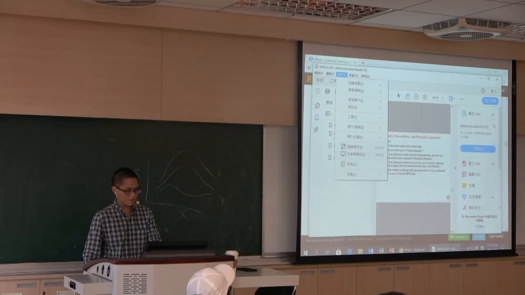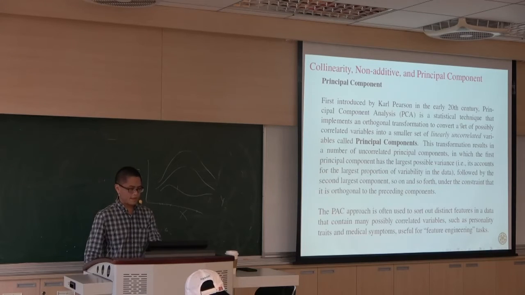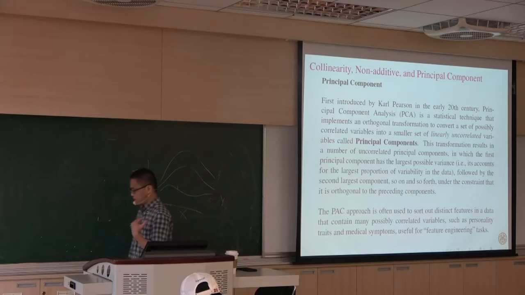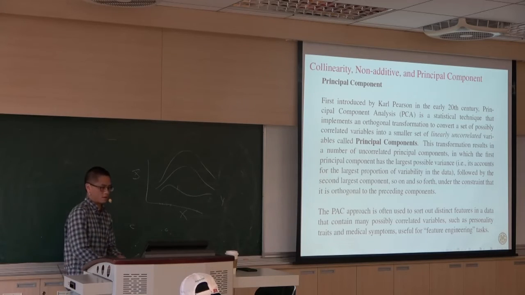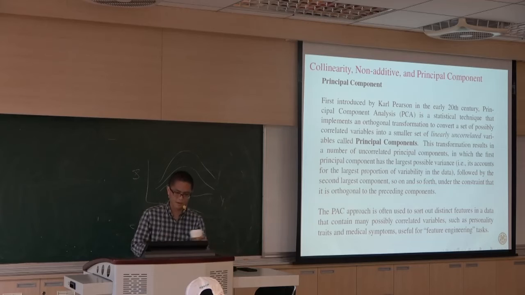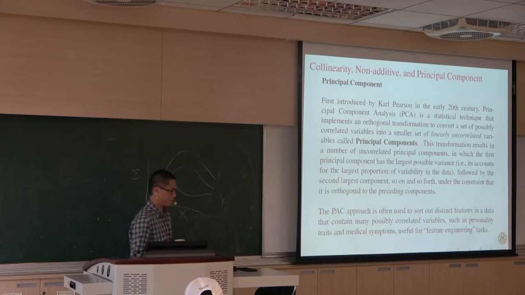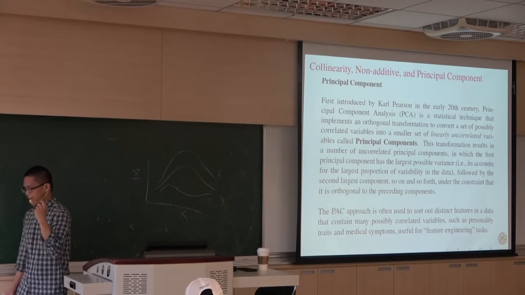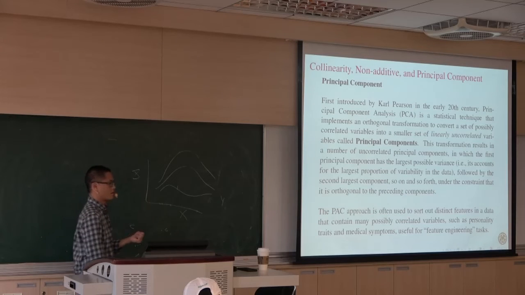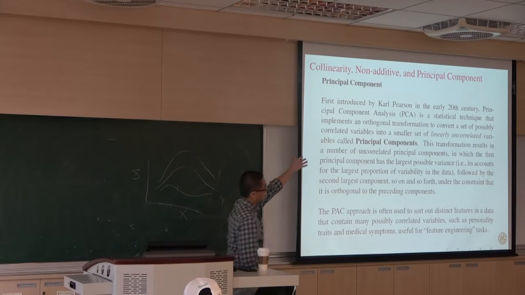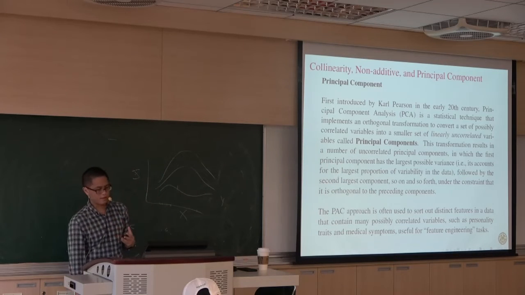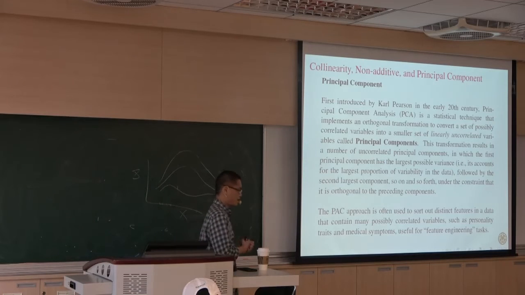Now we get to principal component analysis. Many of you have probably heard about this. It was first invented by the mathematician Karl Pearson in the 20th century. It's a statistical technique, because previously we were talking about eigenvalues. Eigenvalue is simply the variance. Given a collection of possibly correlated variables, this technique transforms them into a smaller set of uncorrelated variables.